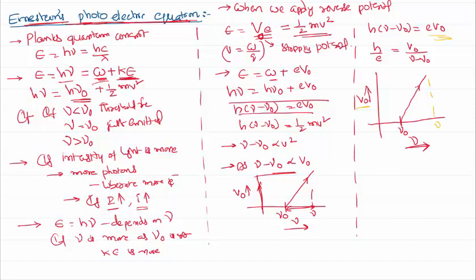If you measure the slope of this graph, tan theta is the opposite side, V naught, over the adjacent side, nu minus nu naught. From equations 1 and 2, we can say h by e is the slope of the graph. h is Planck's constant, and e is the charge of the electron, which is also constant. Both being constant, the slope is constant. So we are able to find Planck's constant using Einstein's photoelectric equation.